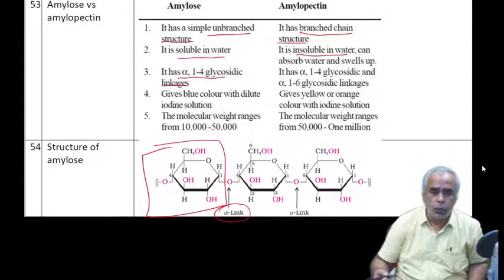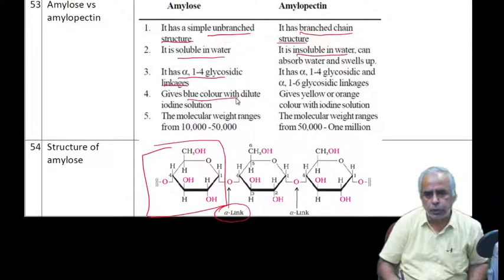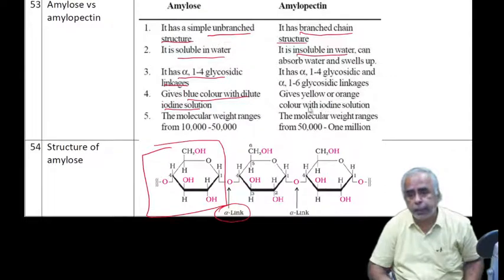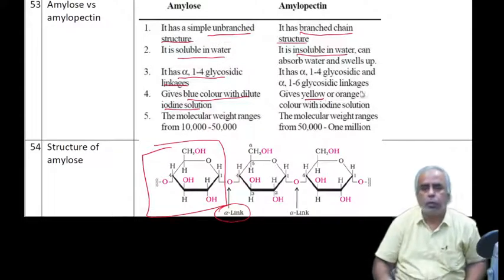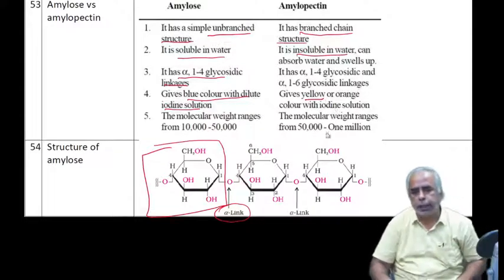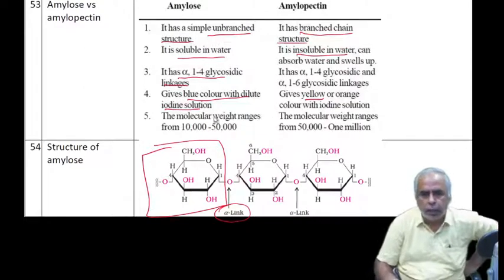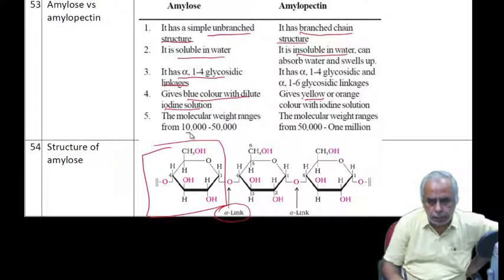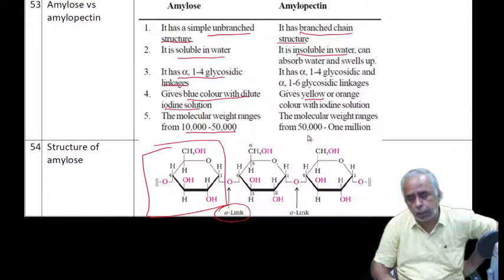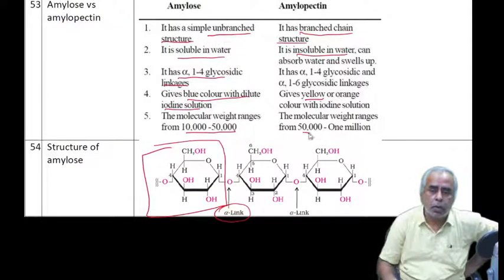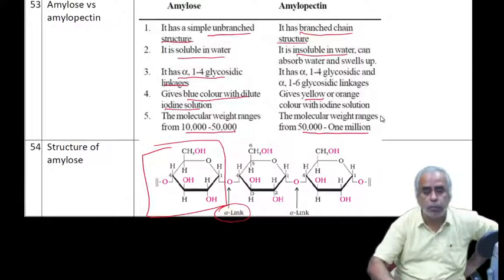It gives a blue color when treated with dilute iodine solution, whereas amylopectin forms a yellow or orange color with iodine. The molecular weight of amylose ranges from 10,000 to 50,000, but for amylopectin it is much more than that, above 50,000 up to 1 million.